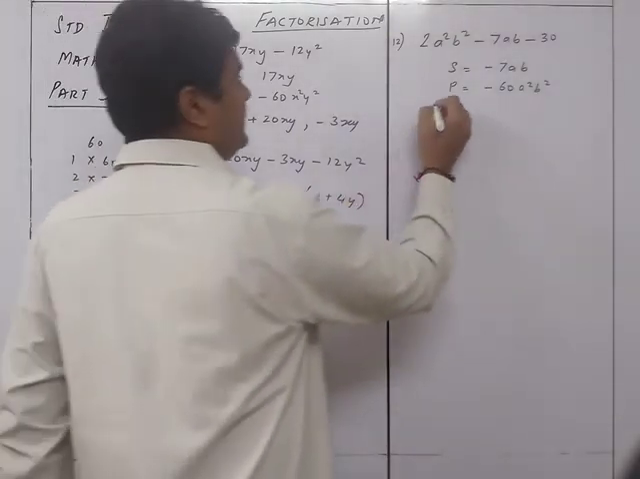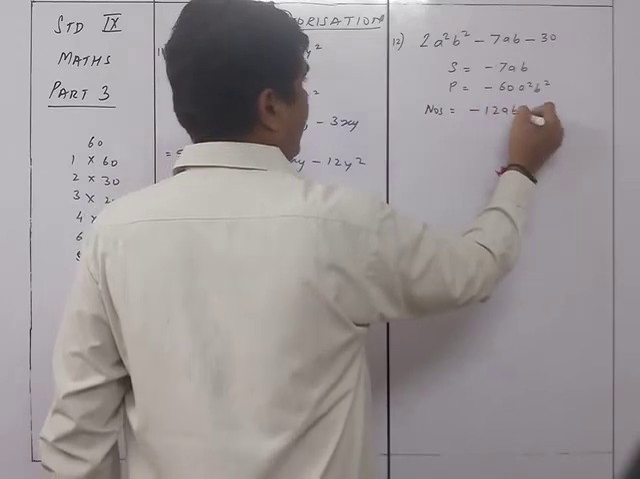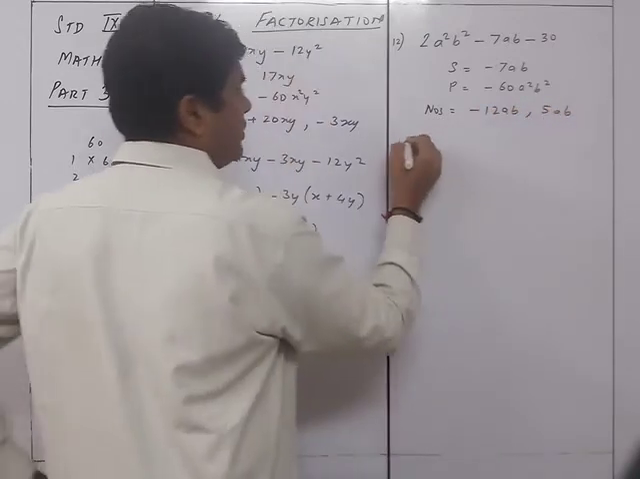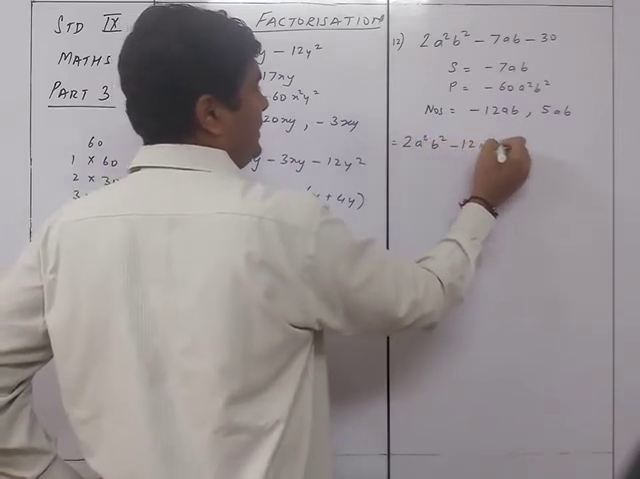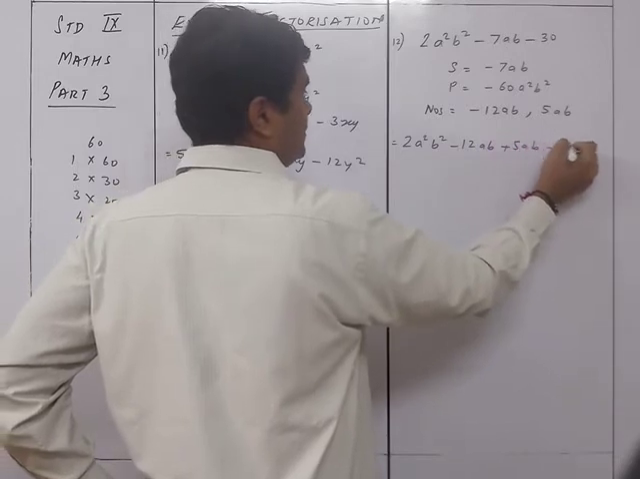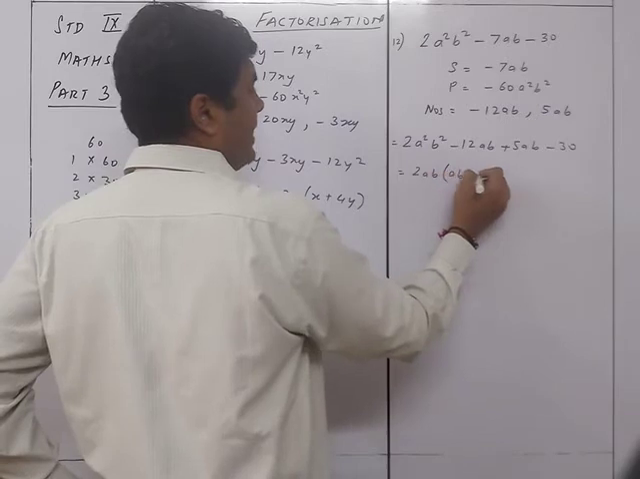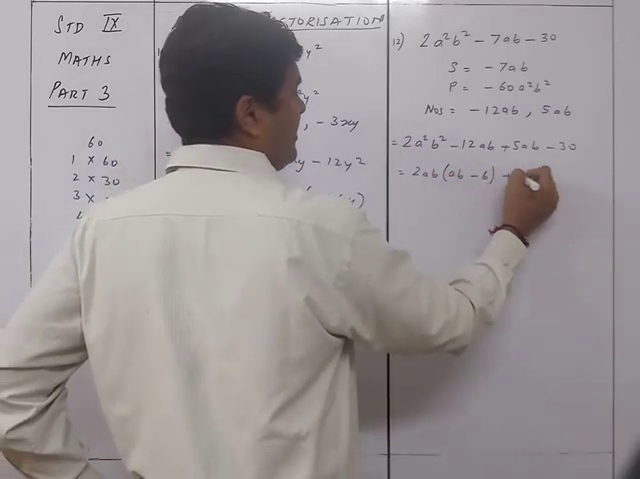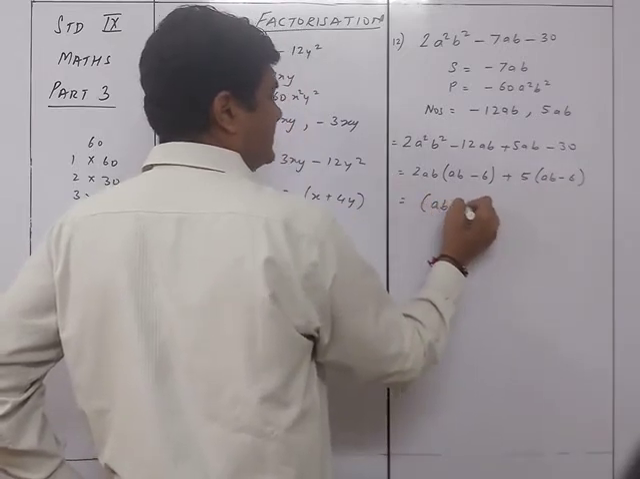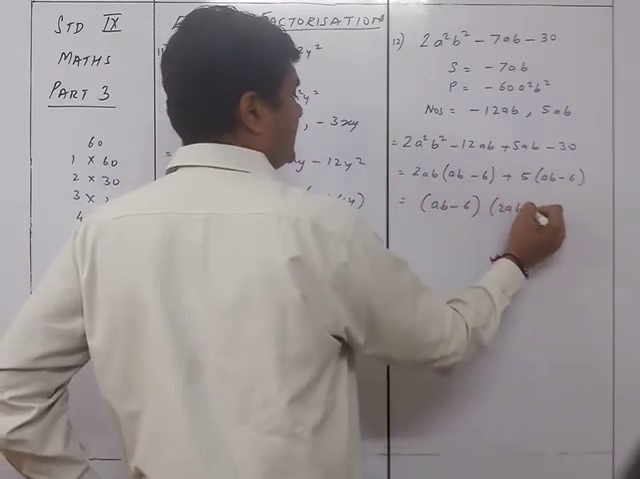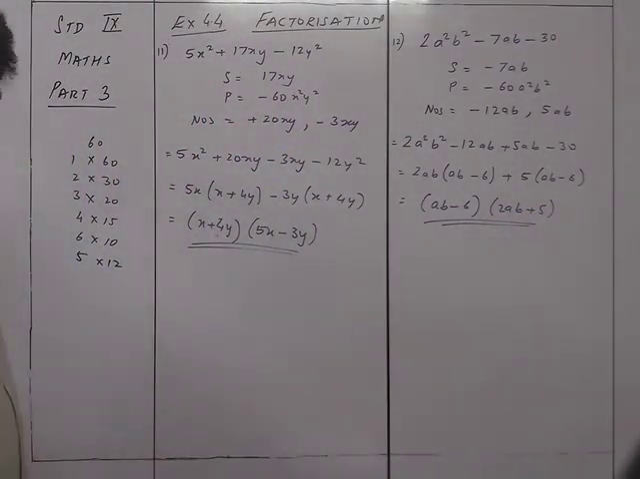5 into 12. So the numbers will be equal to minus 12ab and 5ab. So that will be 2a square b square minus 12ab plus 5ab minus 30. So this gives me 2ab common. You get it as ab minus 6 plus 5 common, ab minus 6. So that will give me ab minus 6 and 2ab plus 5 as the answer for sum number 12. So that was sum number 12.